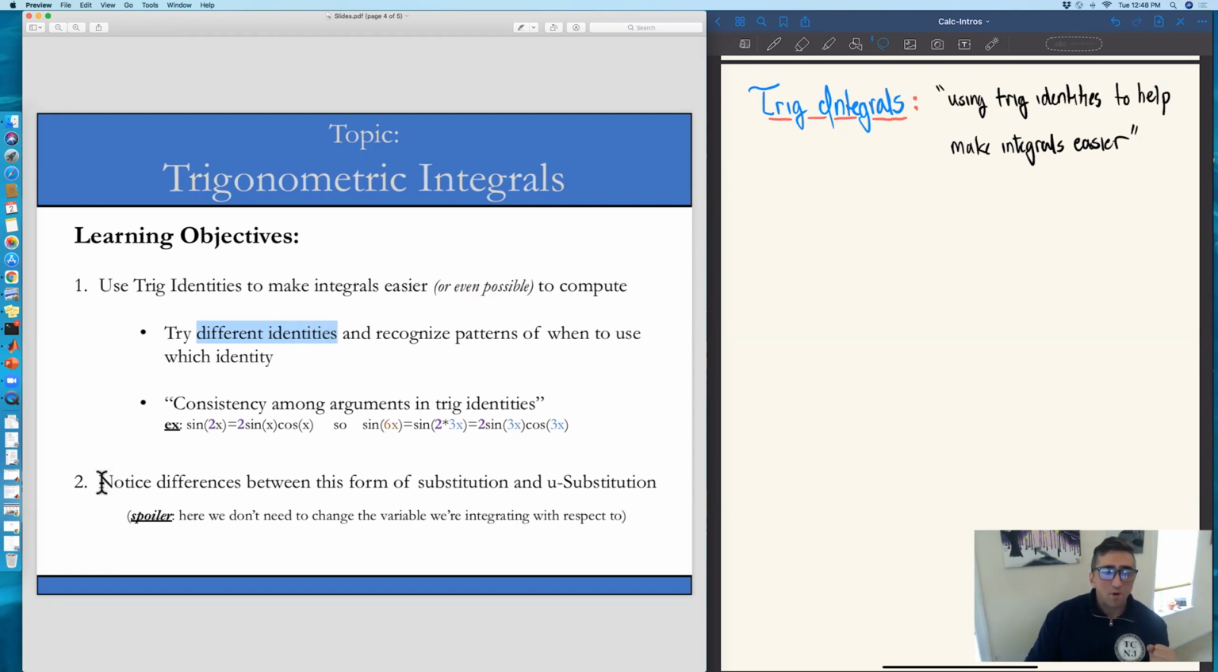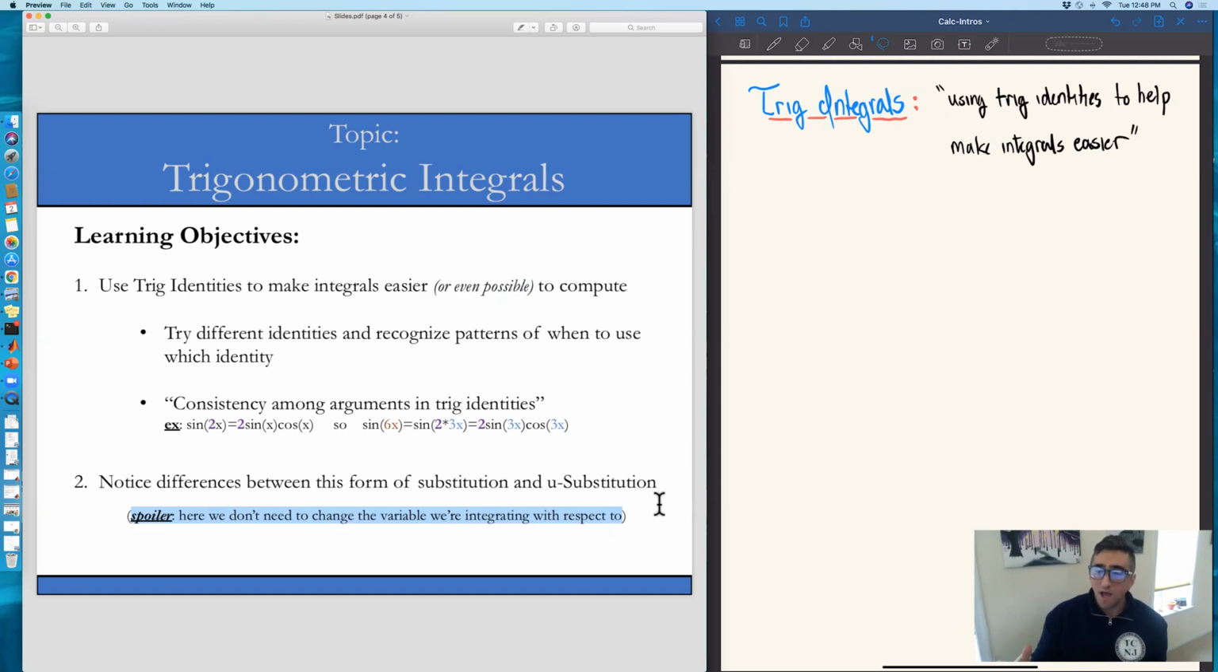The other thing I want to point out is that with this type of trig integral we're going to do, where we're just blatantly substituting identities into integrals, the substitutions are going to be different than what we did for u-substitution. The big thing here is we're not going to be changing the variable that we're integrating with respect to, unlike u-substitution when we put things in terms of u. So we actually don't have to change our dx into anything else.